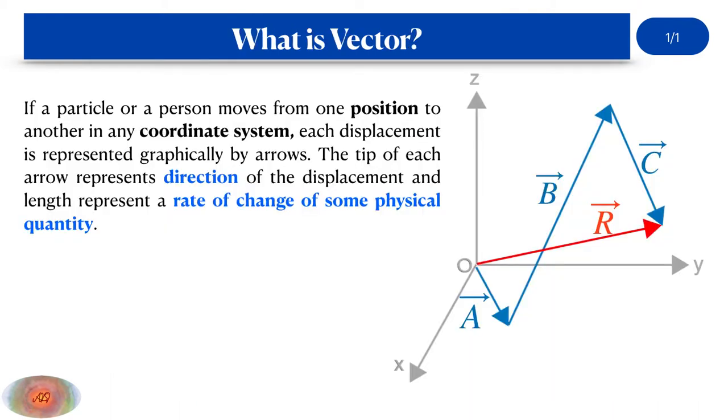and direction. Formally, a vector can be defined as follows: if a particle or a person moves from one position to another in any coordinate system, each displacement is represented graphically by arrows, as you can see over here in this diagram. The tip of each arrow represents direction. So here this vector is along this direction, this one in this direction, and this one in this direction.